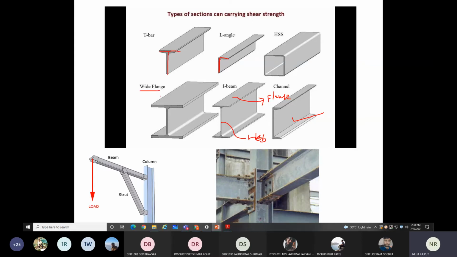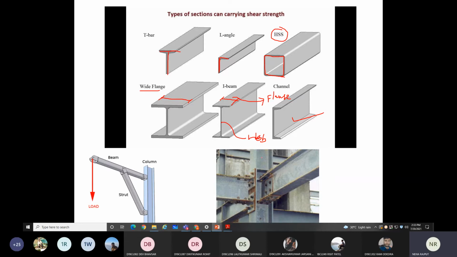This is called the wide flange. The width of the flange is larger than this I beam. That's why it is called the wide flange. But it is an I section, having the wider flange. Right. This is called the hollow steel section. This is the hollow section, steel section. Right. So these different varieties of section you can choose as per your loading condition, as per your support condition.